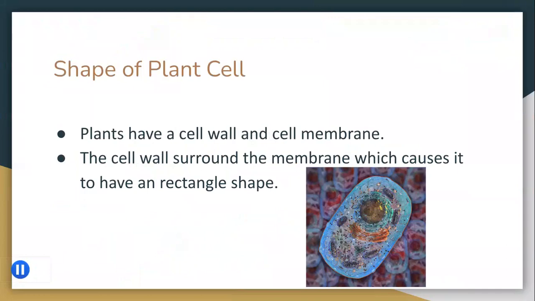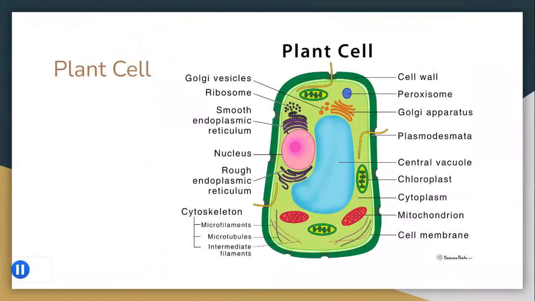Shape of the plant cell. Plants have a cell wall and cell membrane. The cell wall surrounds the membrane, which causes it to have a rectangle shape. Yes, it's not a full-on squared off rectangle. It has curved edges, but you can tell the difference between a plant cell and an animal cell because of the shape, because the plant cells tend to be a little longer and still have that shaved off rectangle shape.